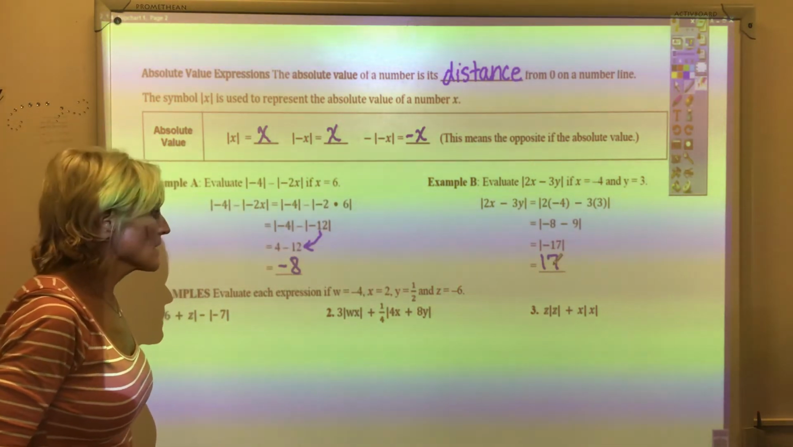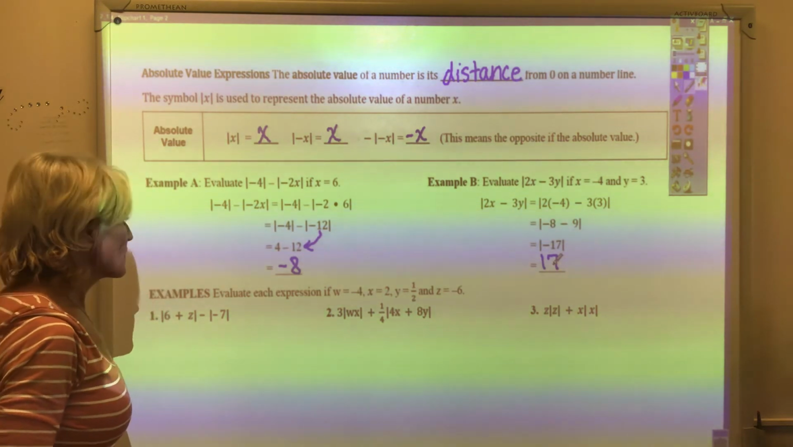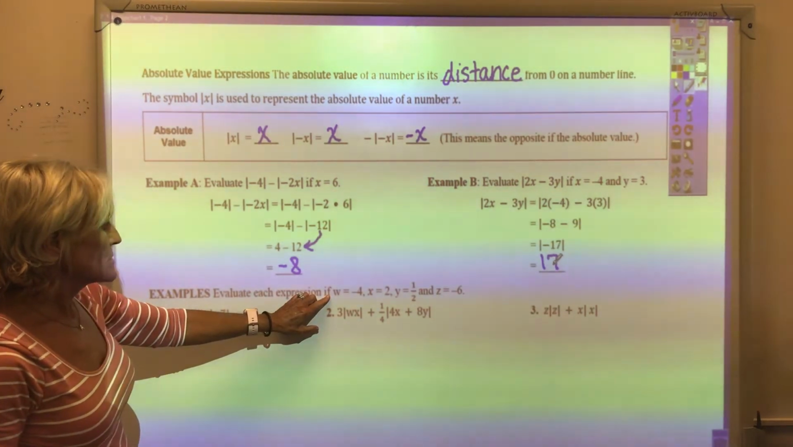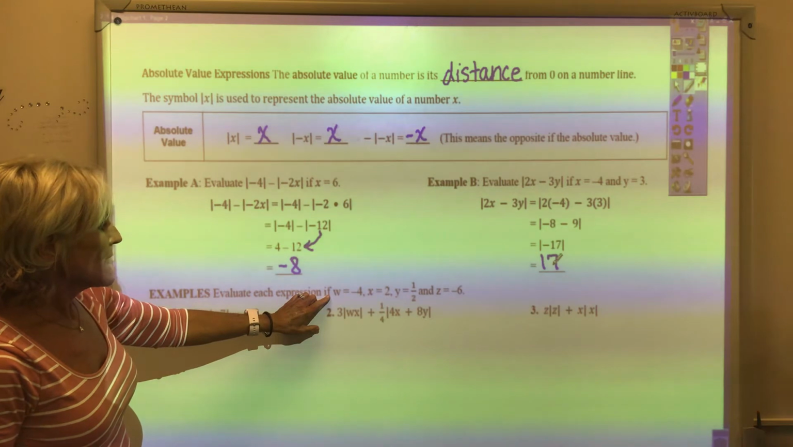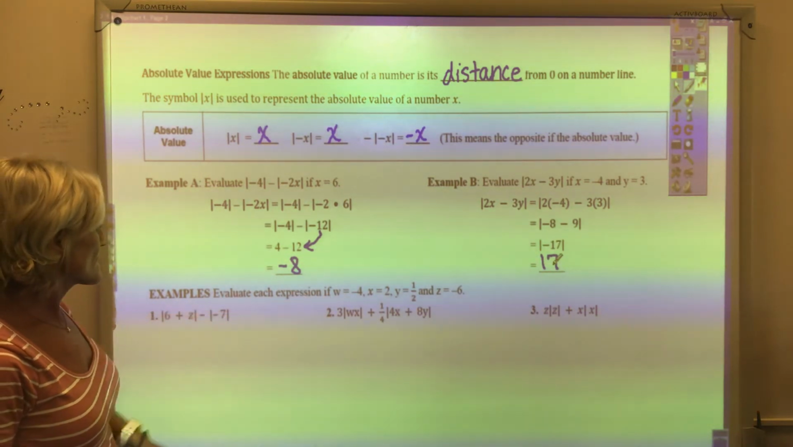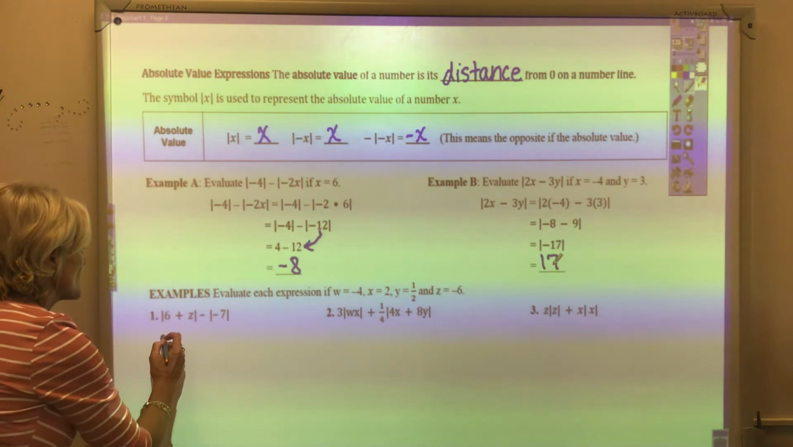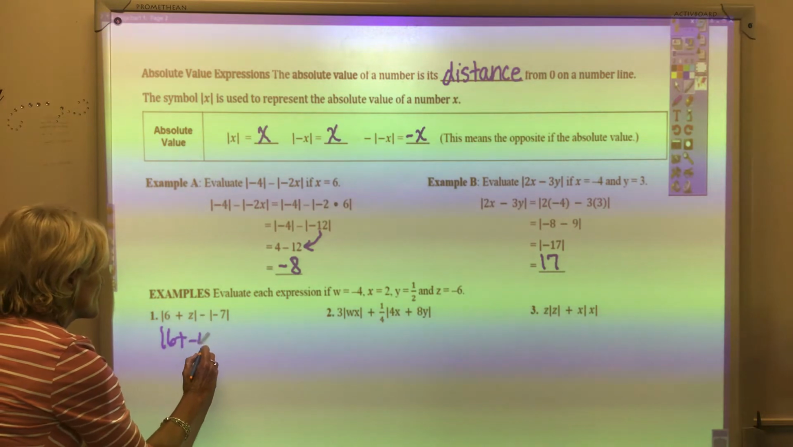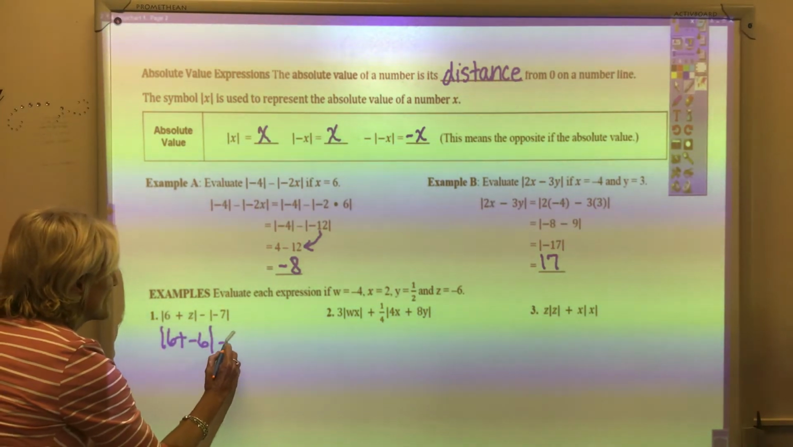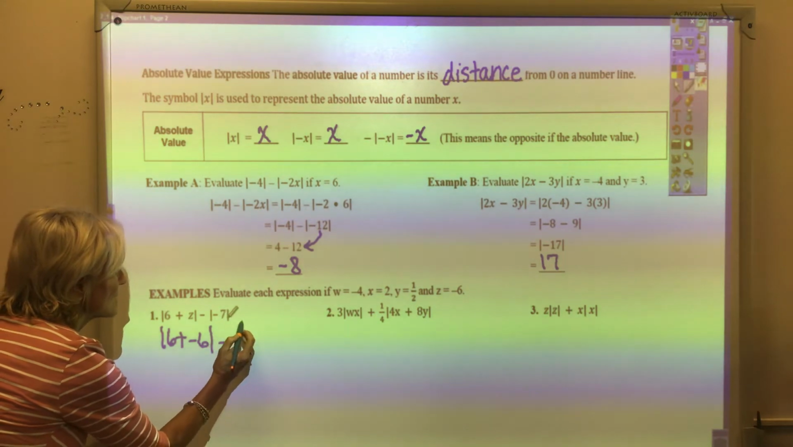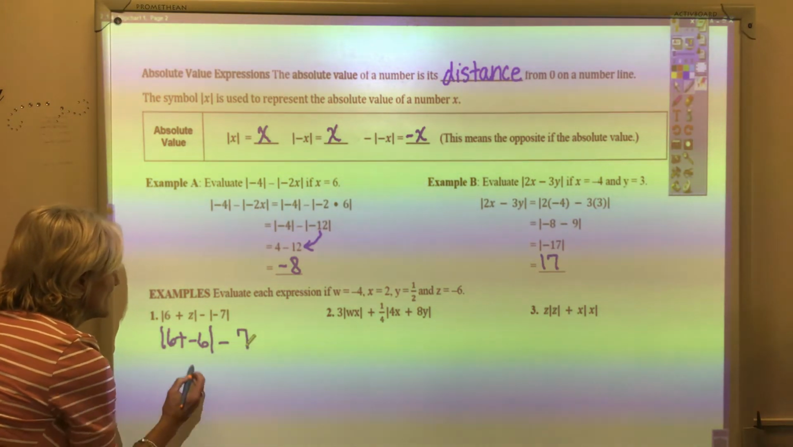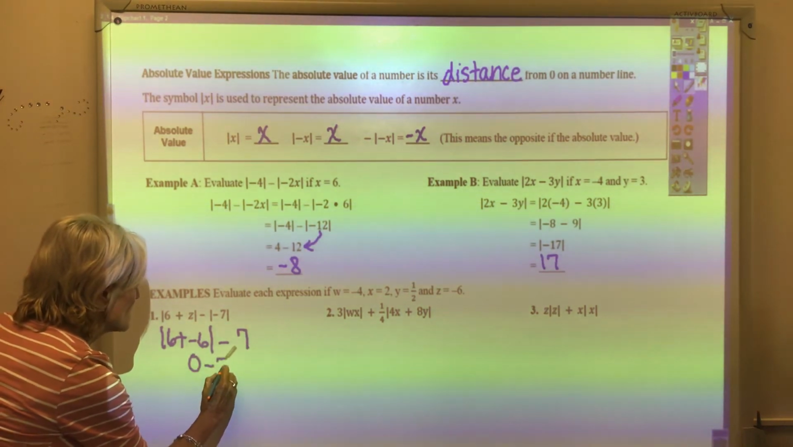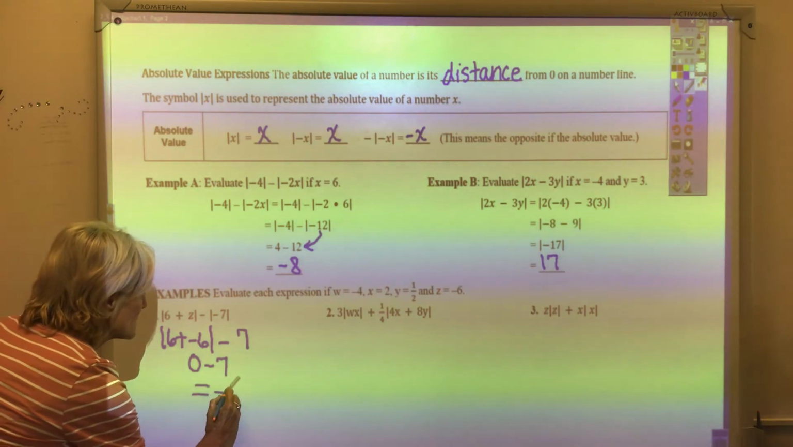So now we're going to try a few of these. We're going to insert a negative 4 for w, a 2 for x, a 1/2 for y, and a negative 6 for z. So we'll start with 6 plus a negative 6, the absolute value of, minus, I'm going to go ahead and get the absolute value of negative 7, which is 7. 6 plus a negative 6 is 0. 0 minus 7 is negative 7.